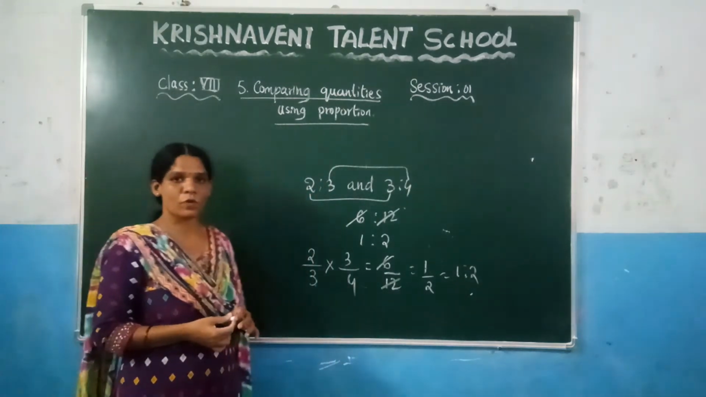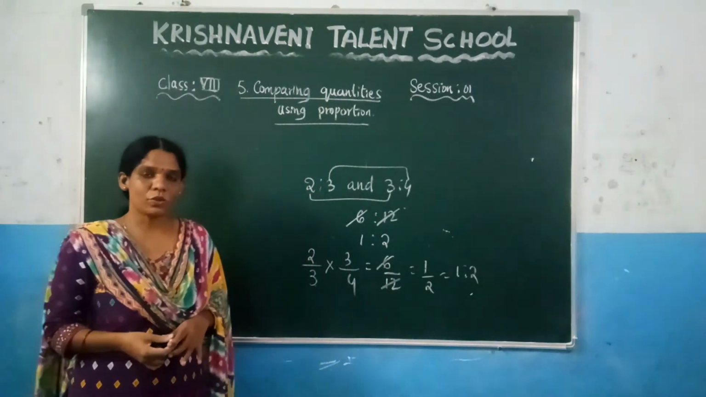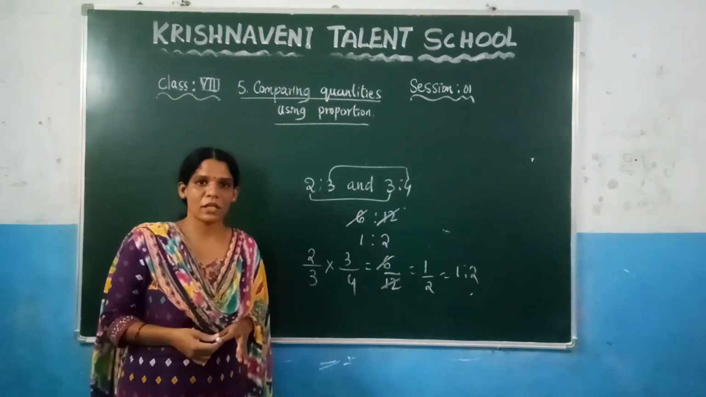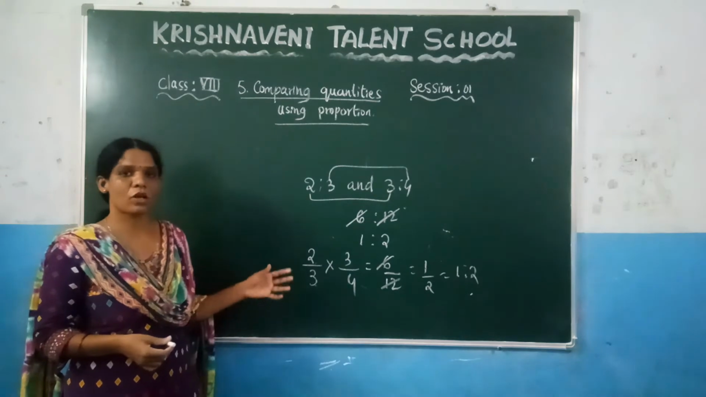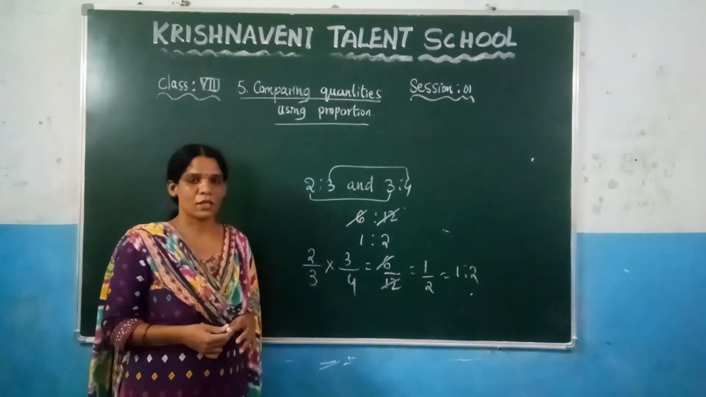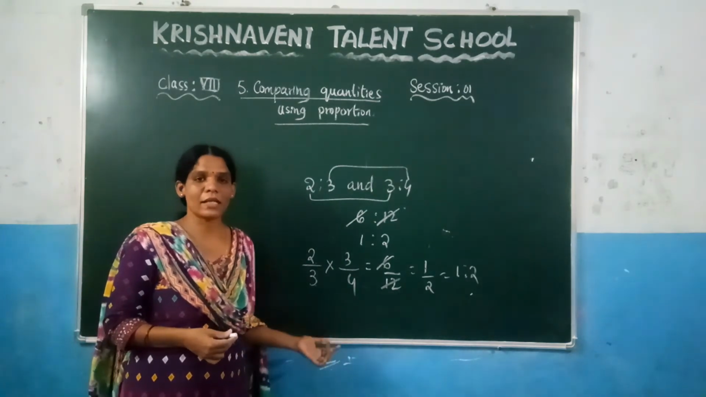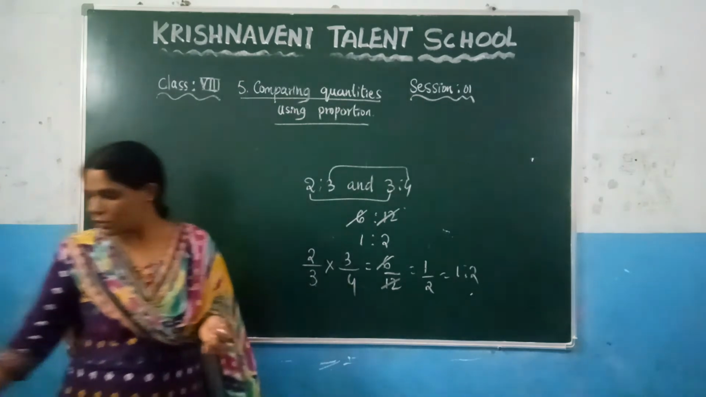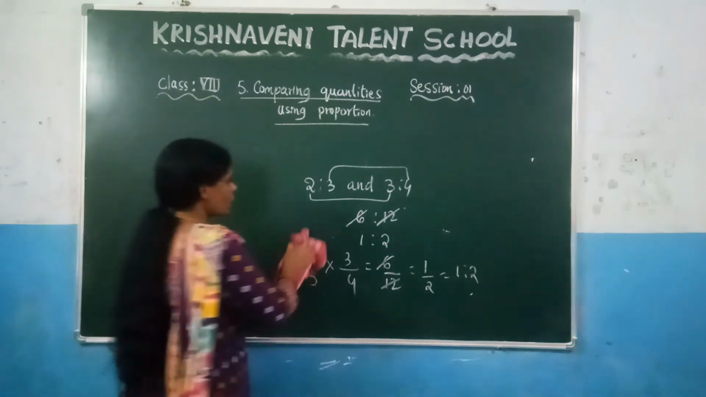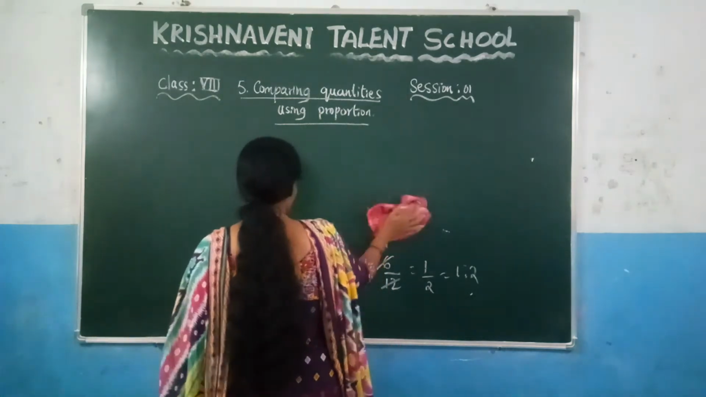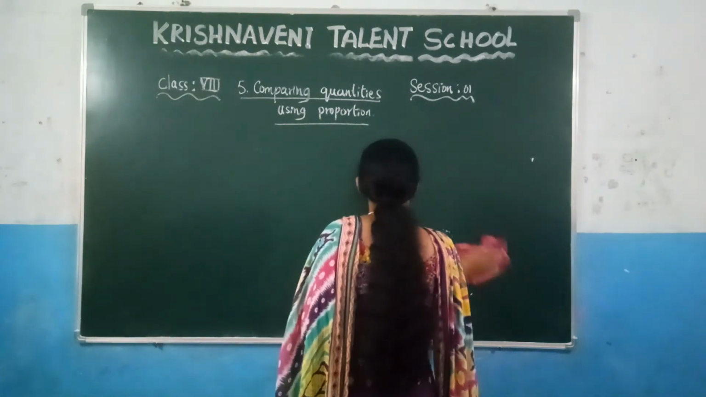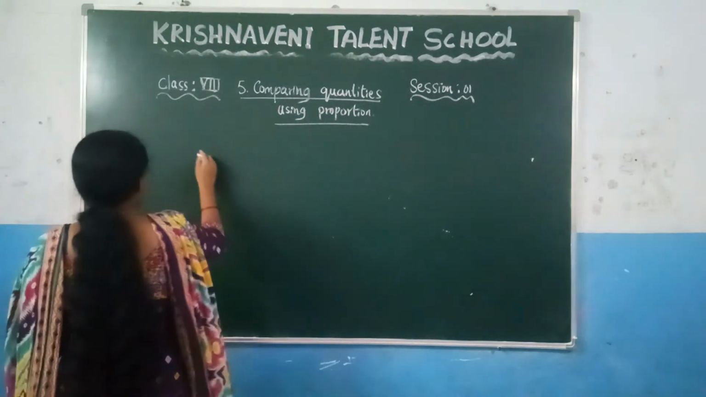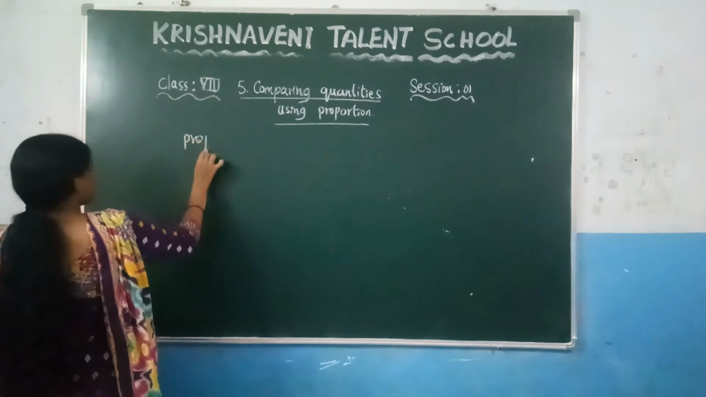So what is the meaning of compound ratio? You need to take the product of the consequents and the product of the antecedents, so that you will get the compound ratio of the given ratios. Or otherwise, you can take the product of the two ratios, so that you will get the compound ratio. This is the example for the compound ratio. Now move to the next one, which is proportion.